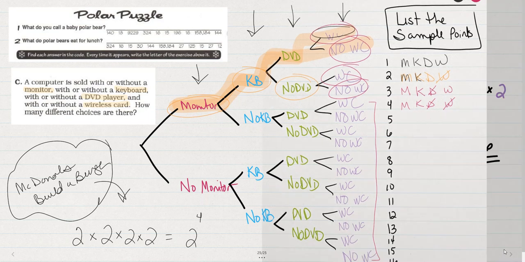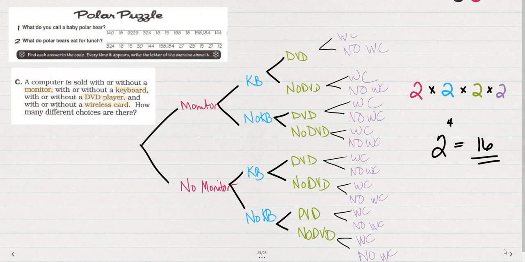And another way to do this problem, as I kind of showed earlier, is with this fundamental counting principle, 2 ways to make a decision about the monitor, 2 ways to decide about the keyboard, for the DVD, and for the wireless card. So we get a total of 2 to the 4th power, or 16 options.